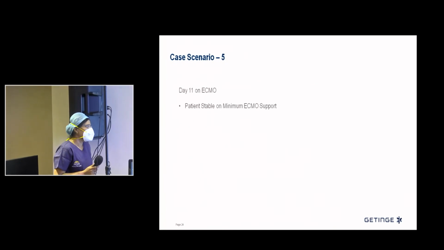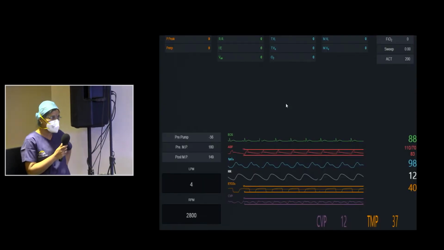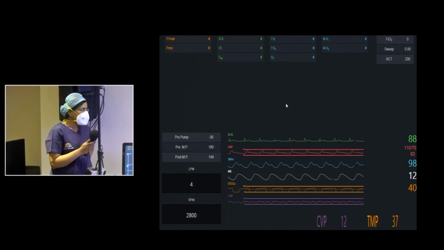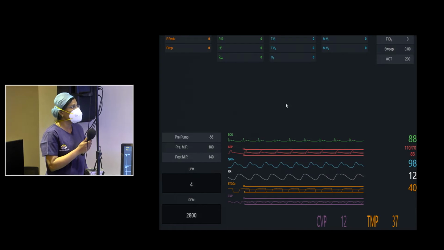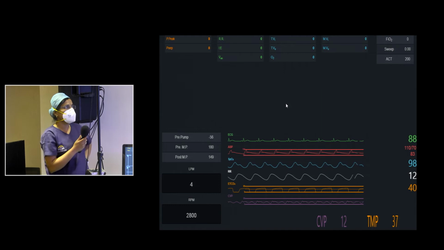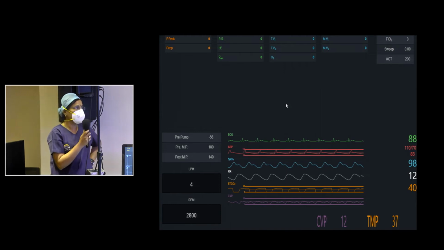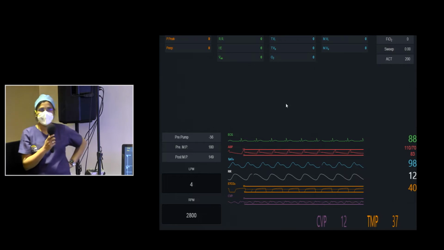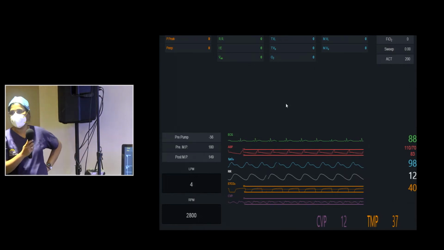So next scenario, now that we have done all the troubleshooting. The patient is on day 11 of ECMO, and this is the ECMO. In the right upper corner you can see the ECMO settings. FiO2 is 0, meaning room air, the sweep gas is 0, ACT is 200, saturation is 98, flows are 4 liters. So what do you think of this setup? Is this patient ready for weaning, or is this patient still not ready?